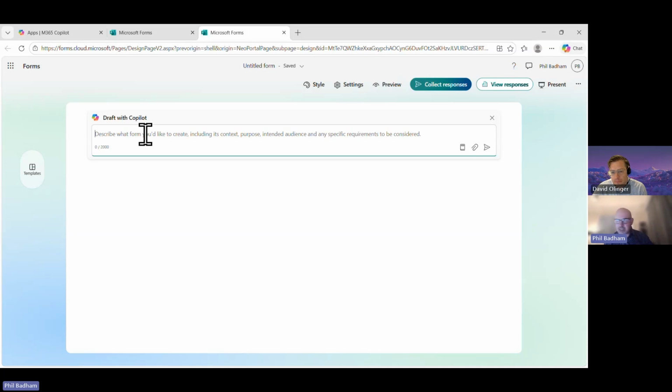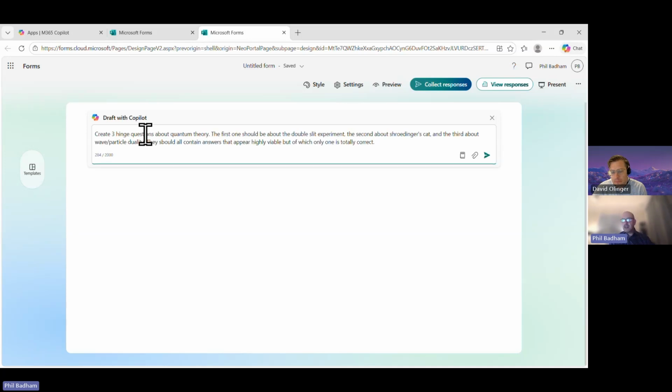So what I'm going to do here is ask Copilot to create some hinge questions about quantum theory. So we'll go pretty highbrow here, physics, but we're going to ask some questions about quantum theory. And the first one will be about the classic double slit experiment, the second one about Schrodinger's cat, and the third about wave-particle duality. So all of those represent some quite key aspects and thought experiments within quantum theory.